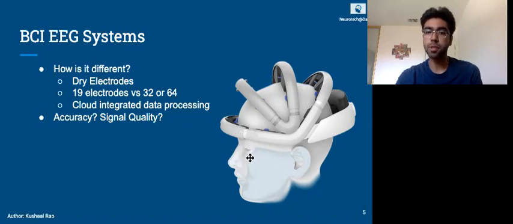Secondly, in this particular device, there are only 19 electrode channels instead of the regular 32 or 64 that you might see in a clinical setting. Those are the primary differences.